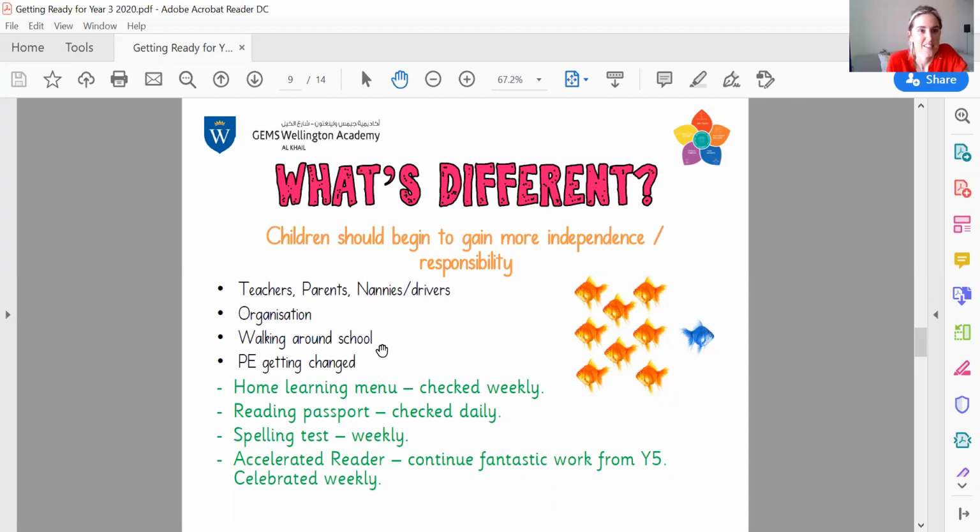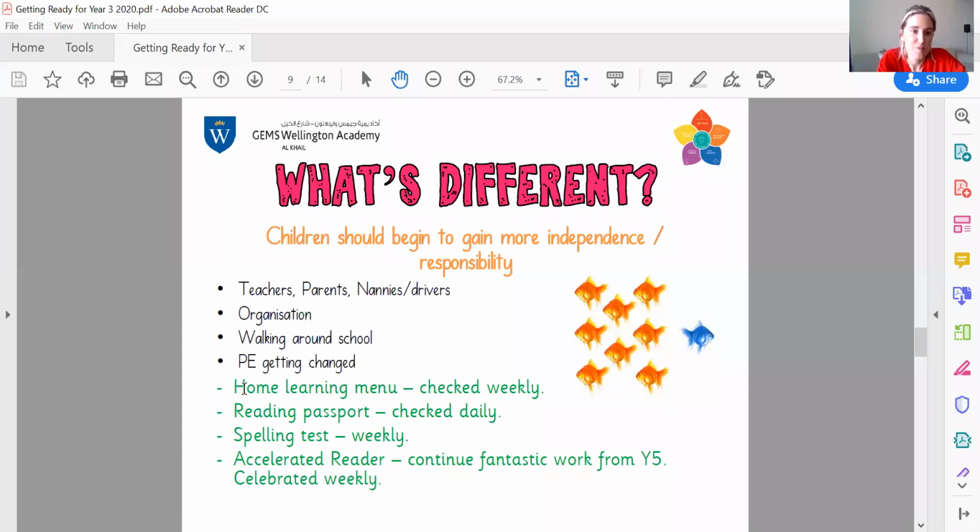And it is, at the end of the day, a life skill that will help them. Hopefully you'll notice in the mornings they're getting changed a little bit quicker, a bit more independently. When they come home from school, they're a bit more independent with it. So it is a really important thing, although at the beginning of the year, I appreciate that it is a little bit less convenient.